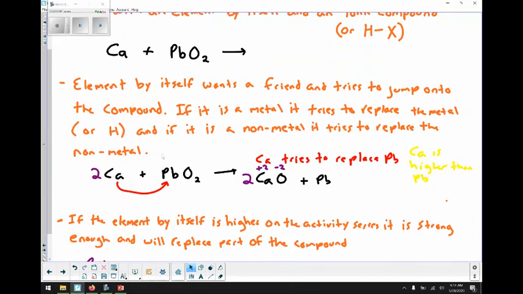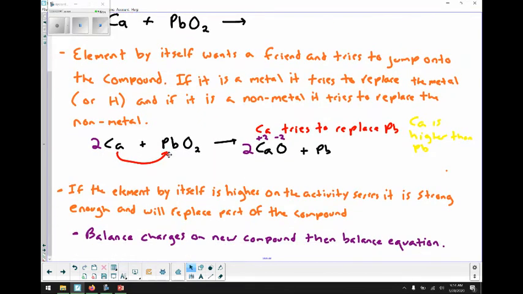So in single replacement, the element by itself tries to replace one of the elements in the compound. If it's a metal, it tries to replace the metal part. If it's a non-metal, it would try to replace the non-metal part. If it's higher on the activity series, if it's more attractive, it can do that, and the reaction happens. The other metal gets kicked off the compound. The metal that was by itself, or non-metal that was by itself, gets to be in the compound and be happy. And you balance the charges, and then you can balance the whole equation.